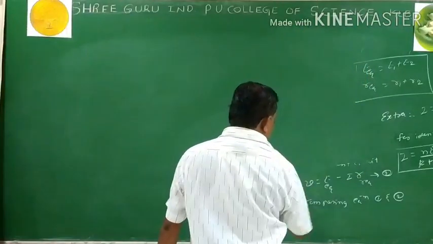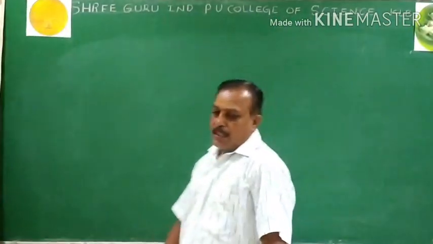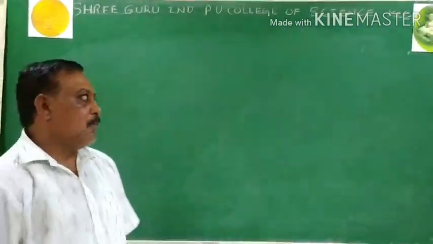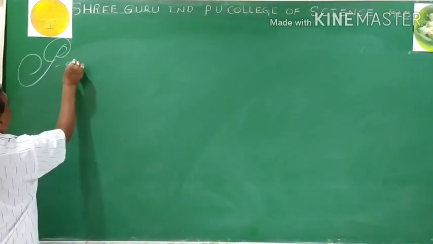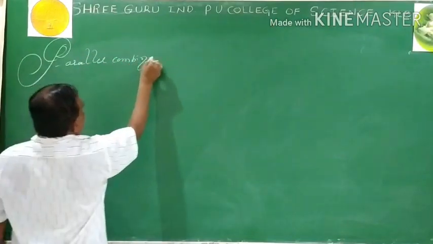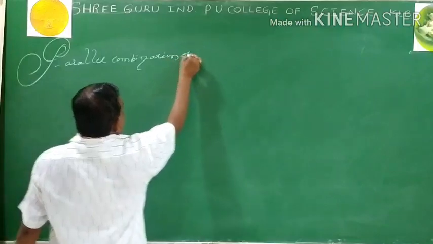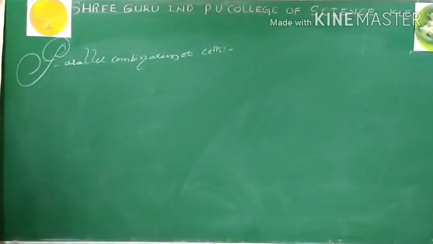Series combination we have already done. Why do we use series combination? To have more EMF, we go for series combination of the cells. Parallel combination of the cells. Is that right? Take a little glance back.